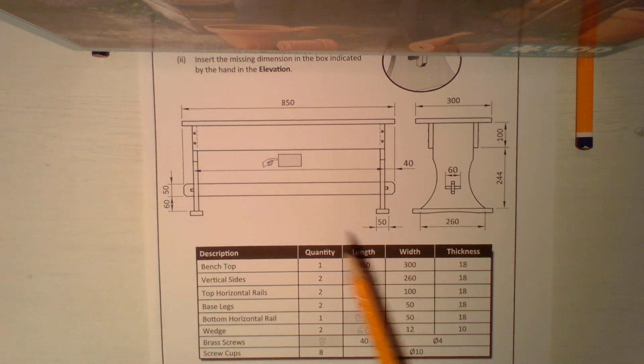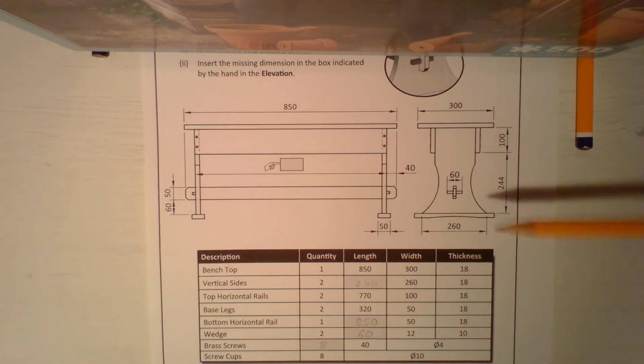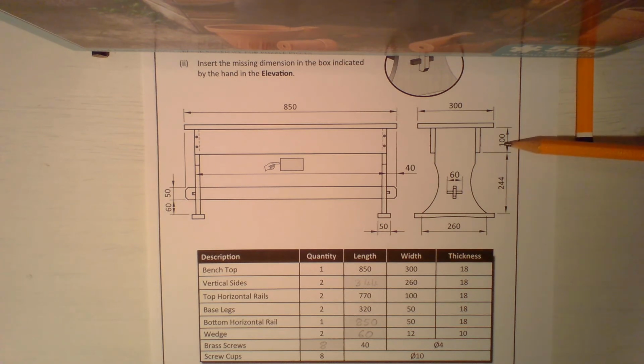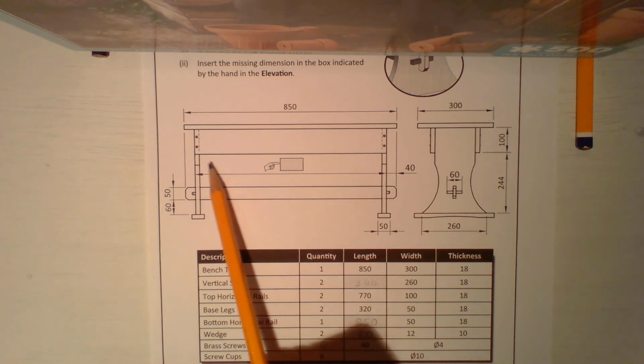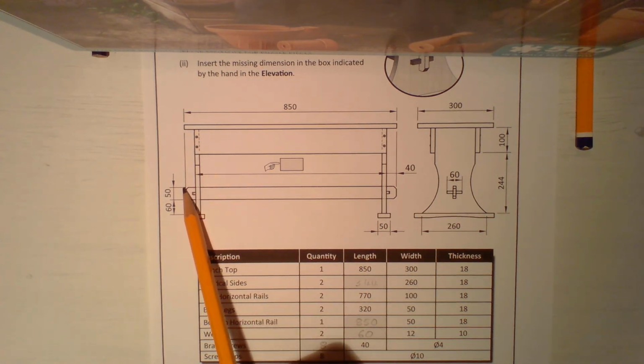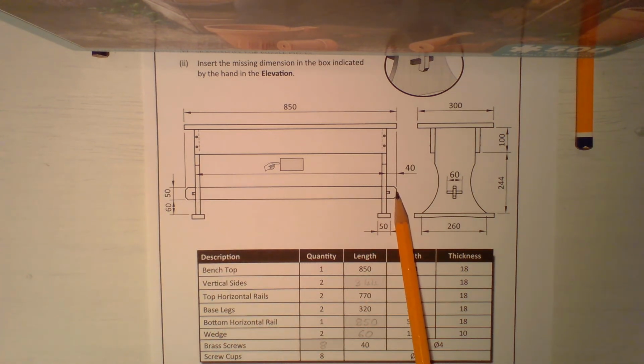The length of it is, we want to go from top to bottom, so 244 plus the 100, which gives me 344. Okay, the next one missing here is the length of the bottom horizontal rail. So this here is the bottom horizontal rail, so it's the overall length from the far left to the far right, and that is a total length of 850.